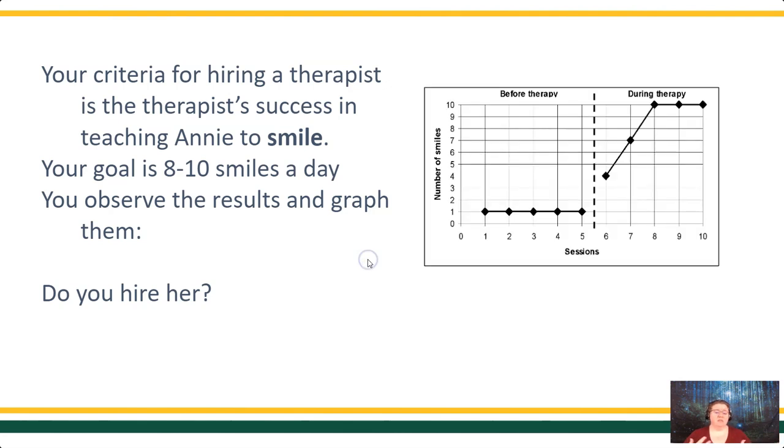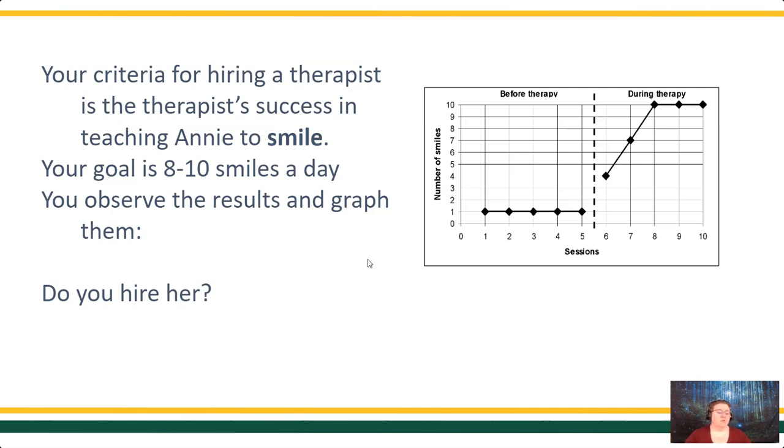So for instance, I'm showing you a graph on screen here. On the y-axis, remember y is high, it's the left axis, I'm showing you the dependent measure, which is the number of smiles. We have the x-axis, the number of sessions, and these are hypothetical data, what would happen in a baseline condition before we start therapy, and then in our first treatment condition, the during therapy condition.